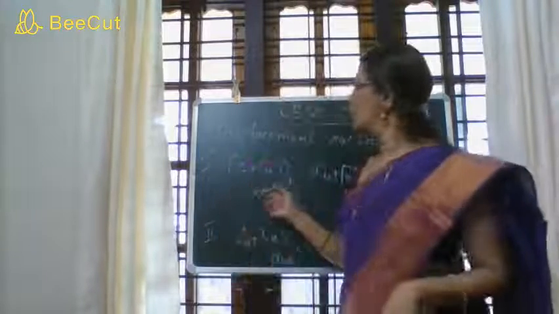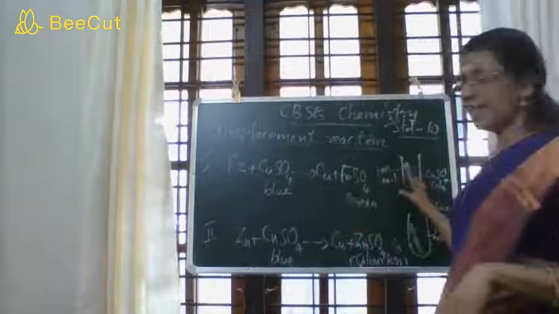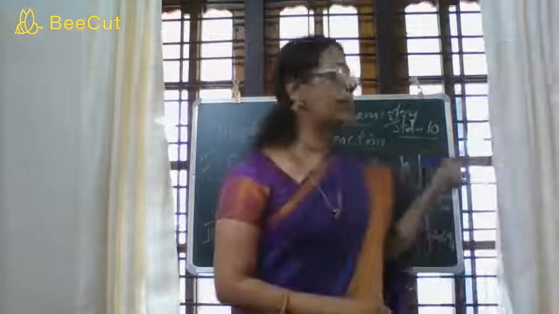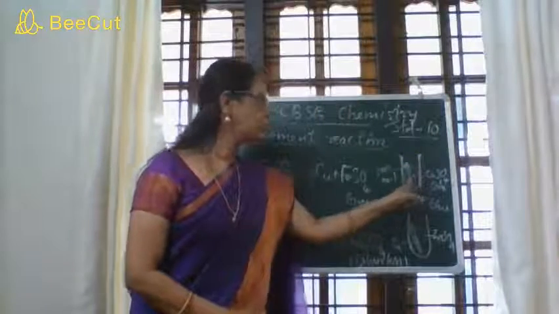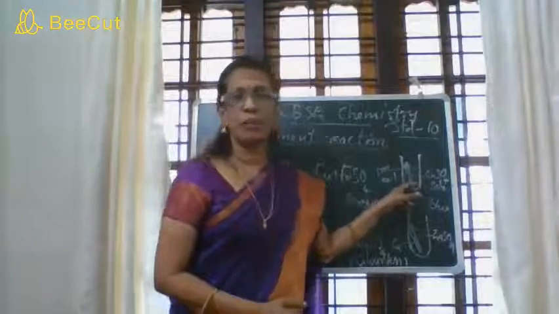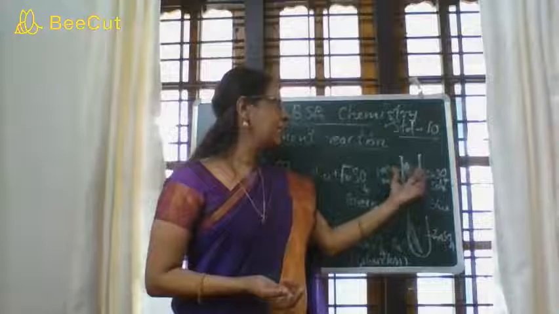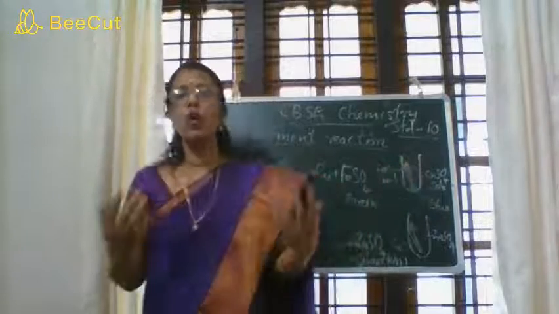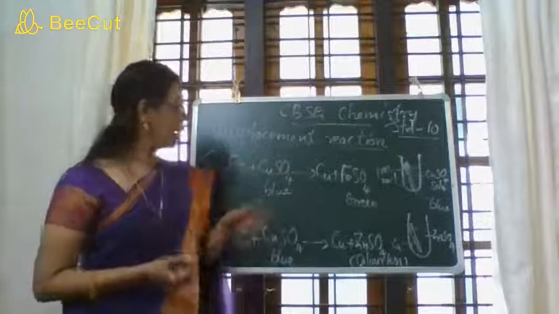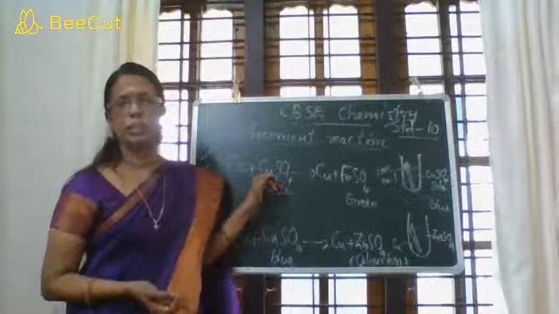Similarly, here, we take an iron nail and keep it inside a copper sulfate solution. Copper sulfate solution is blue in color. When we place the iron nail in copper sulfate solution, after 1 or 2 hours we can see a brown deposit of copper over the iron nail. The iron nail is white, and that white iron nail is getting coated with copper.